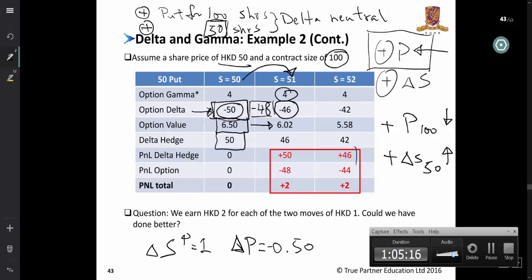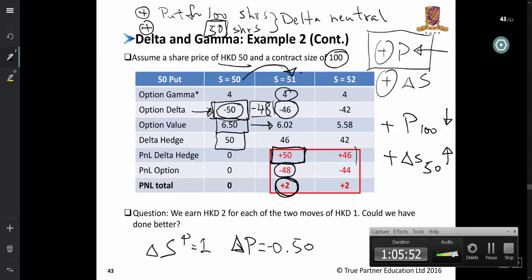So I lost money on the option, 48 cents per option. For 100 options, it's going to be $48. This is what I lost. Now on the hedge, I am long 50 shares, as I said, and the price has gone up $1. So I have made $50 on this. So net, I've actually made $2. Can you see that? Everyone is okay?